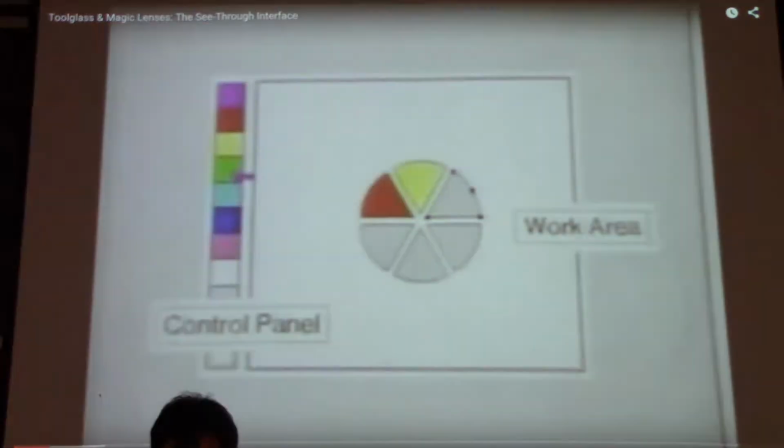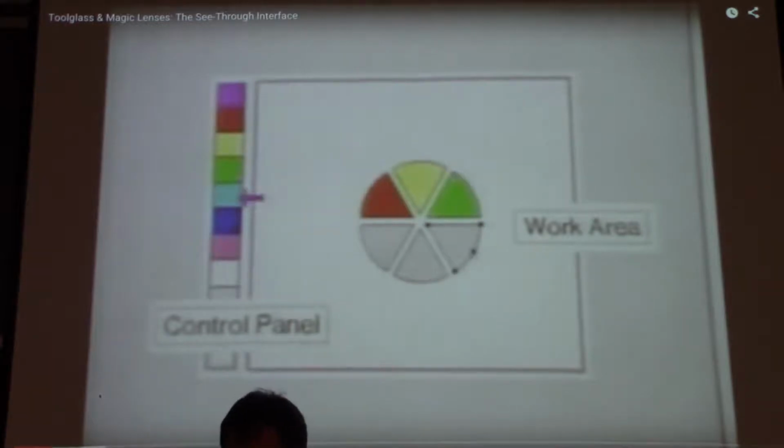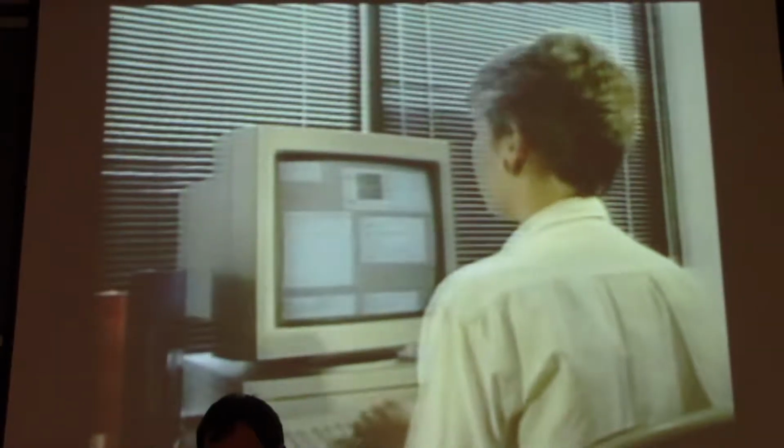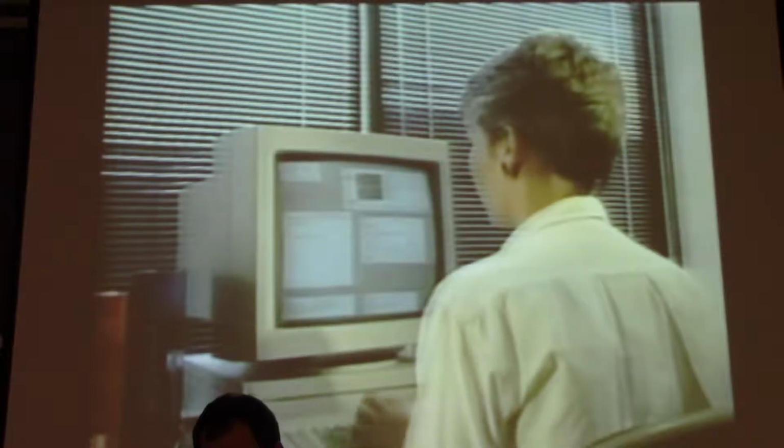Current interfaces often require users to switch their attention between two types of screen areas. Work areas, in which information is displayed, and control panels containing buttons, menus, and other interactors. Our new interface reduces this effort by taking better advantage of three common skills.